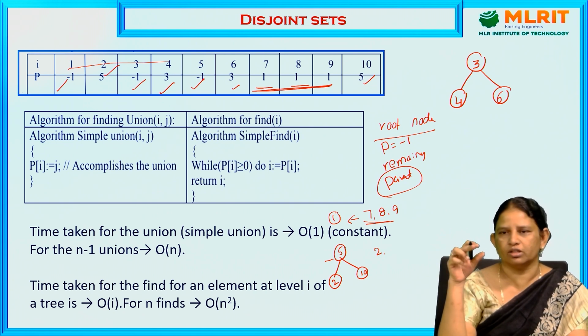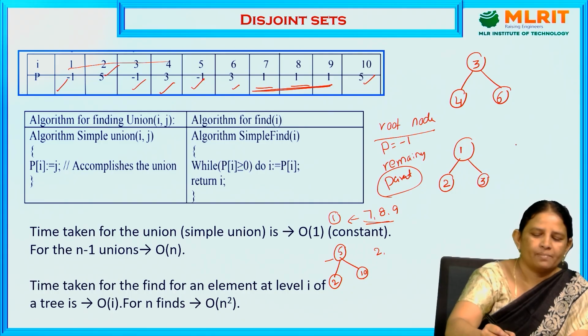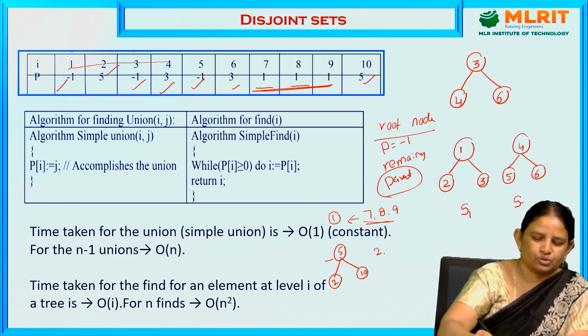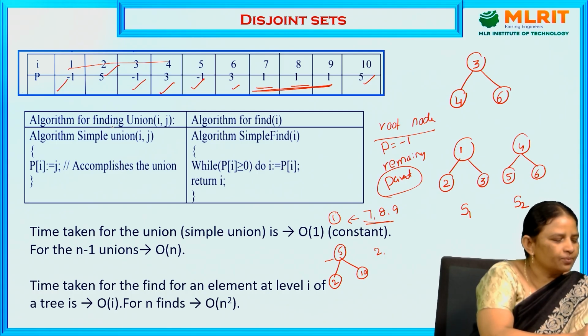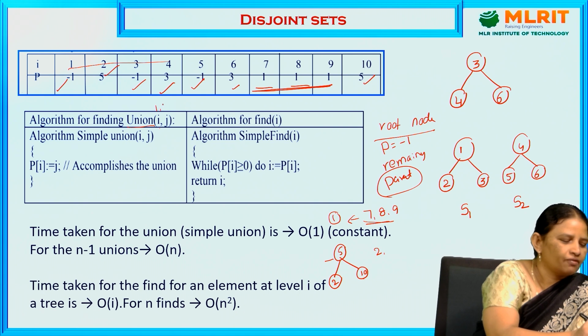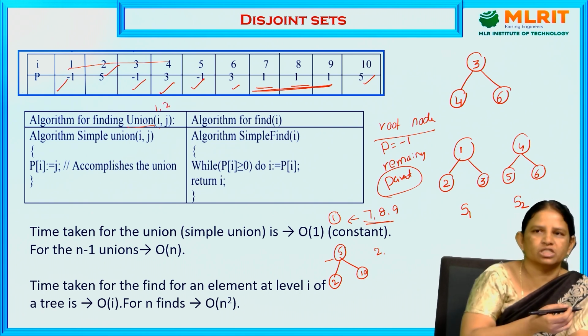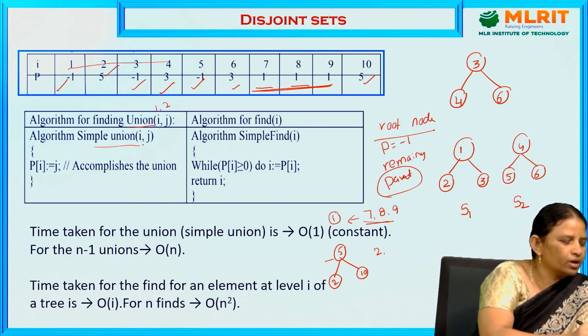How to join the two trees. Consider the first tree as 1, 2, 3. Second one is 4, 5, 6. This is S1. This is S2. So, algorithm for finding union of I, J. I means the first set. J means the second set. We are going to perform the simple union operation. Simple union of I, J.